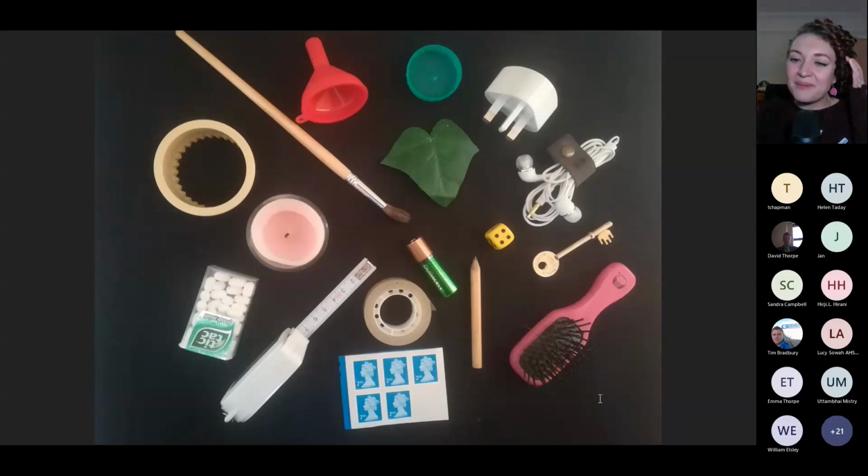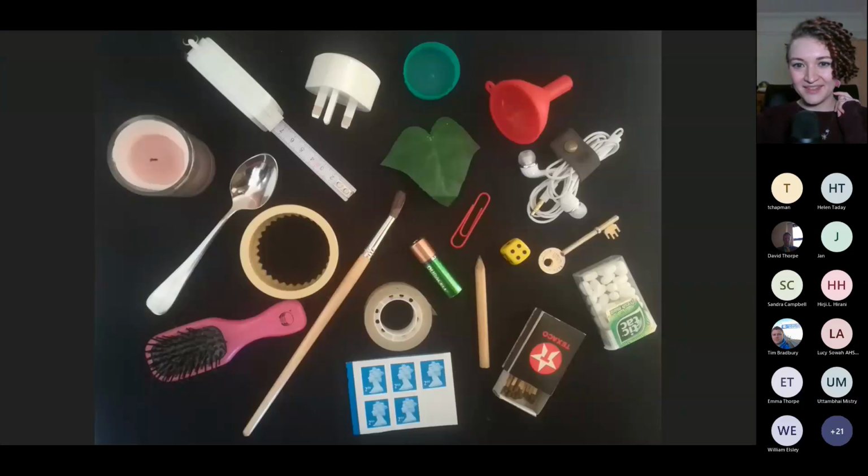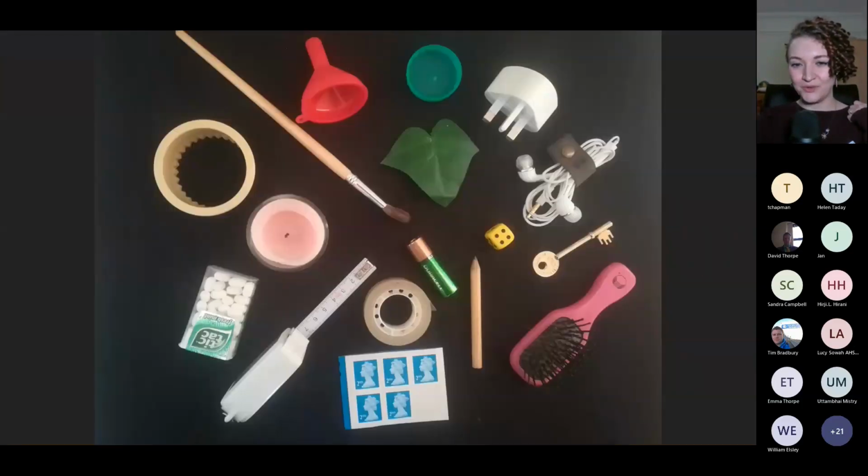Okay, we've got a couple of people said matches. Someone got spoon, brilliant. I feel like I'm getting more words in this time than I was last time. But no one's got the last one yet, which is interesting. There's one more. Matches and spoon, popular. So the other one that was missing is the paperclip. So from the first picture, it's sort of in the middle there, and then it's gone.